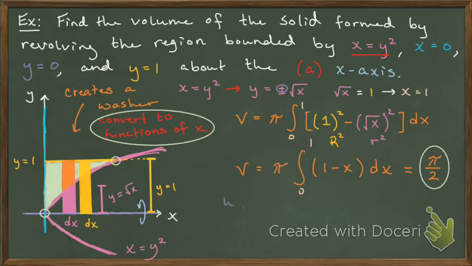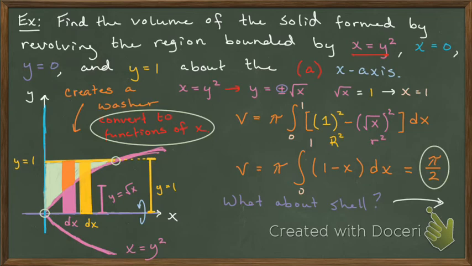Okay? What about the shell method? What if we do this with the shell method? Let's redraw our picture here and see, we should get the same volume, right? I'm rotating the same region about the same axis. None of that is going to change. My volume should still be pi over 2.